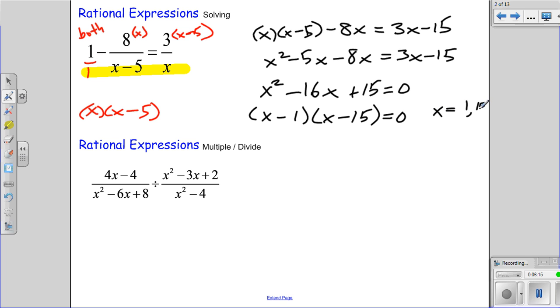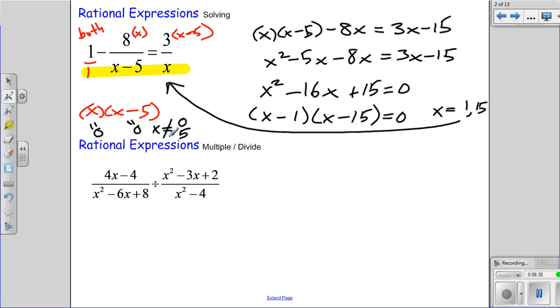So we can see that right there. What you have to check though is you have to make sure that those solutions are not part of the domain restriction. So what numbers can we not have in the denominator? That would be 0 and 5. So those are the two domain restrictions. So 1 and 15 are not those two numbers, so those are both valid answers right there. So those look good.